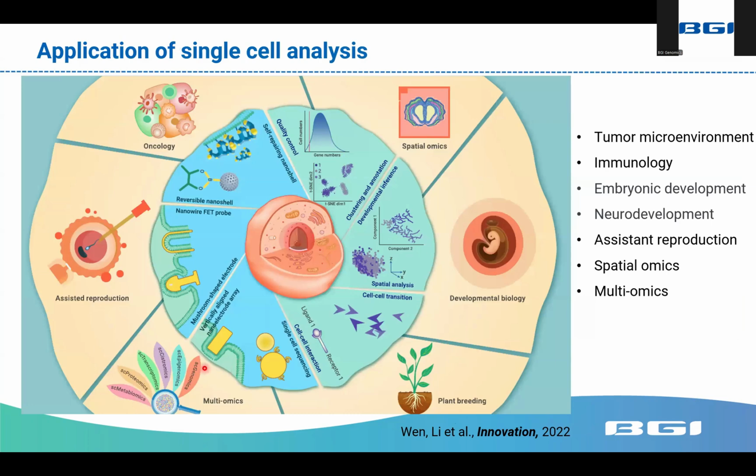What can we do with single-cell analysis? Single-cell analysis can help us in various fields by providing detailed insights into cellular functions and interactions. It's crucial for oncology and developing targeted cancer therapies. In developmental biology, it can help us understand cell differentiation and embryonic development. Additionally, single-cell analysis can help in the annotation of spatial omics. We can also integrate multi-omics data for comprehensive biological analysis. So single-cell analysis offers a powerful tool for advancing research and applications across multiple scientific domains.